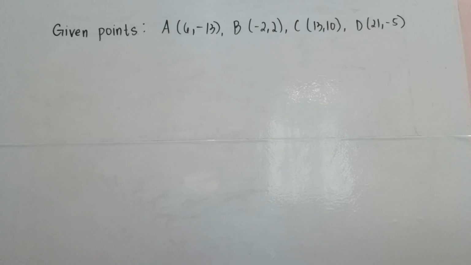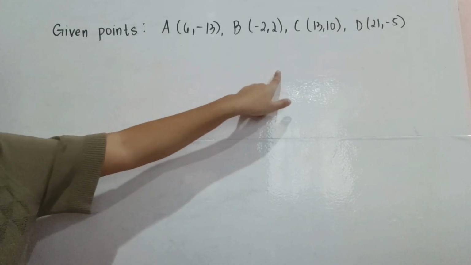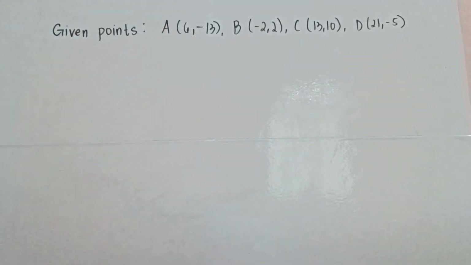Example number 2. Prove that points A, B, C, and D form a square and find a diagonal. To answer this problem, let us use the distance formula. The distance formula allows us to calculate the exact distance between any two points in the coordinate plane. To prove that these points form a square, we need to check two key properties. 1. All four sides must be equal. And 2. The two diagonals must be equal. If both conditions are satisfied, then the points form a square. We will also calculate one of the diagonals at the end.